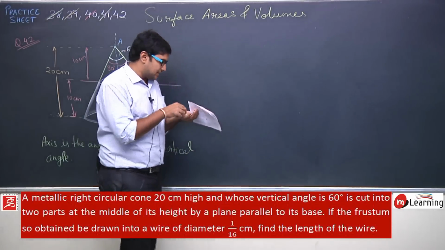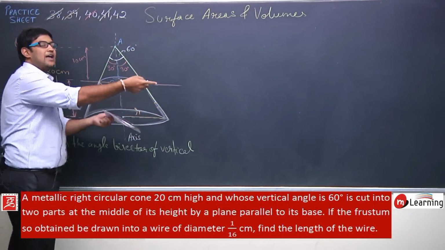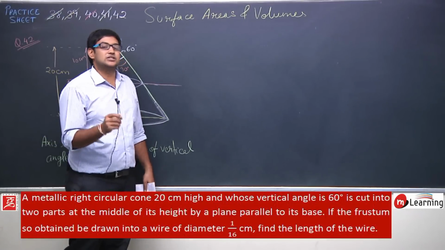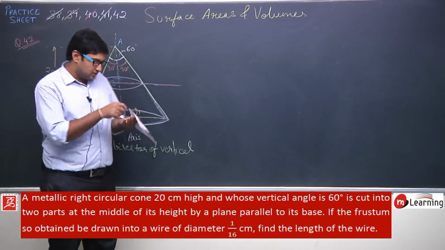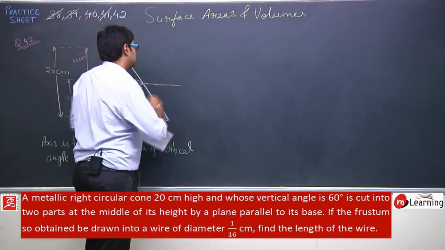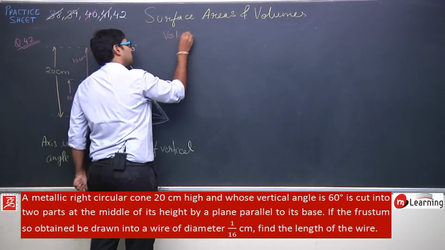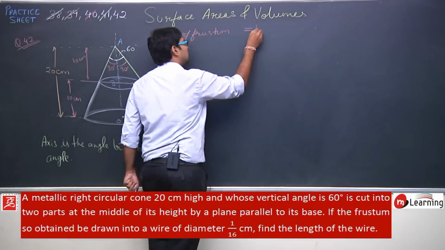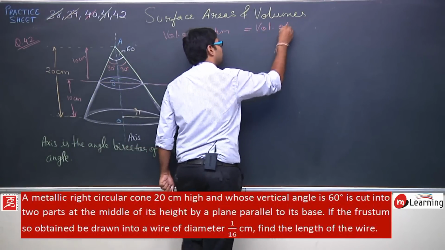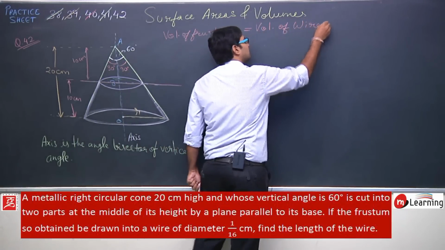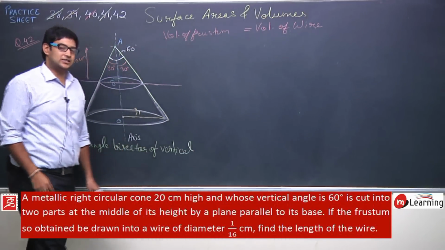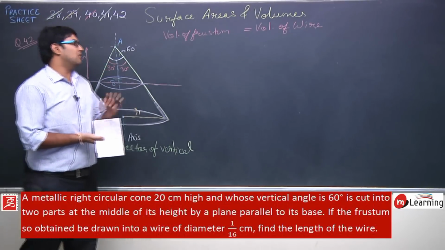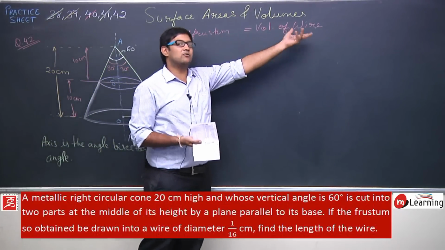So what is the concept? Since this frustum is drawn into a wire, I can say this is converted into the wire. So what should remain constant? In the case of conversion of solids, we have discussed that the volume of frustum will be equal to the volume of wire. This is the condition for the conversion of solids. So if I know the volume of frustum, I can calculate the volume of wire as well.